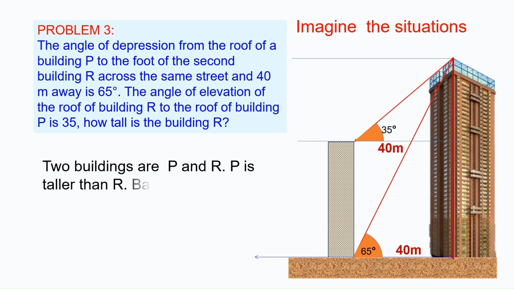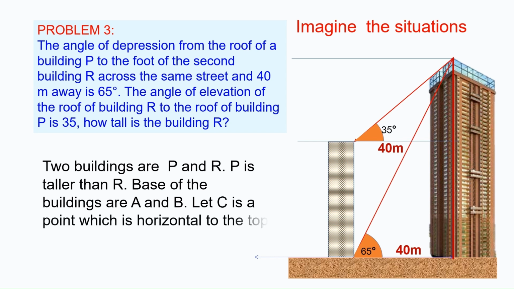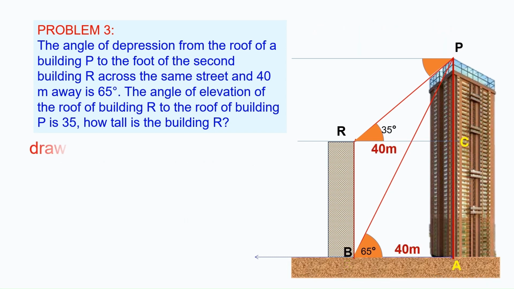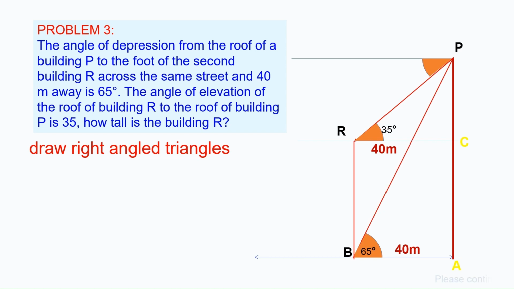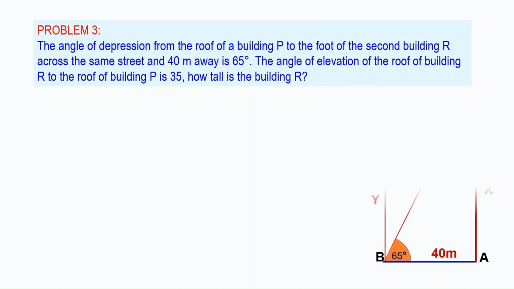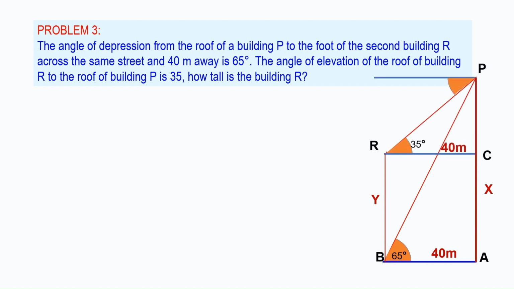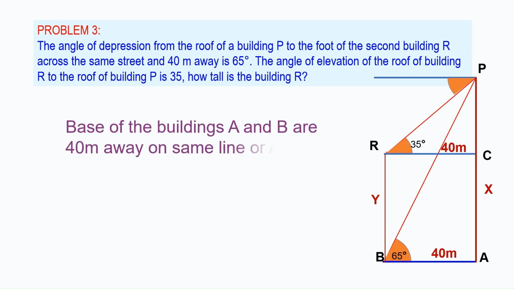Two buildings are P and R. P is taller than R. Bases of the buildings are A and B. Let C be a point horizontal to the top of the building R. Bases of the buildings A and B are 40 meters away and are on the same line.